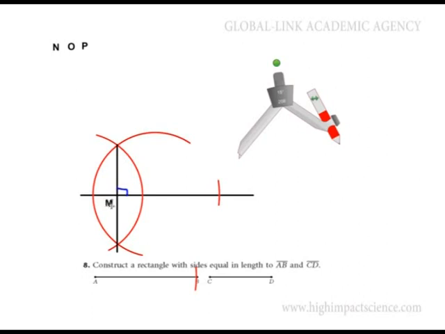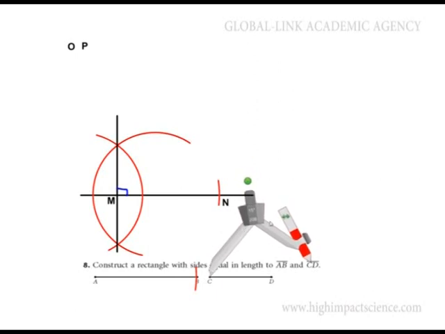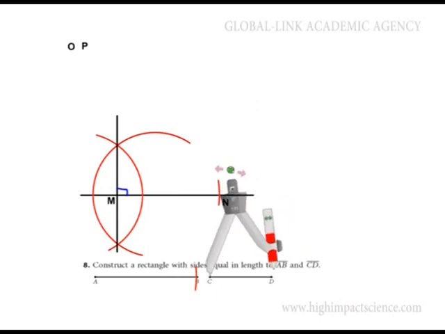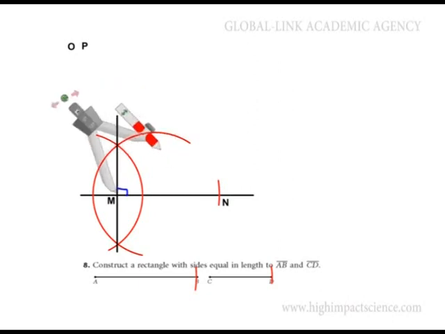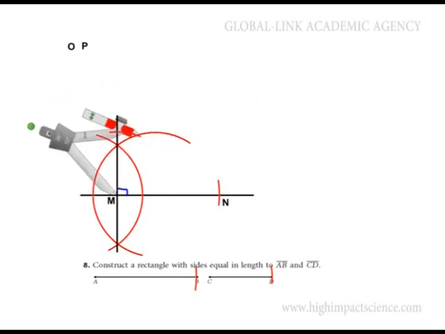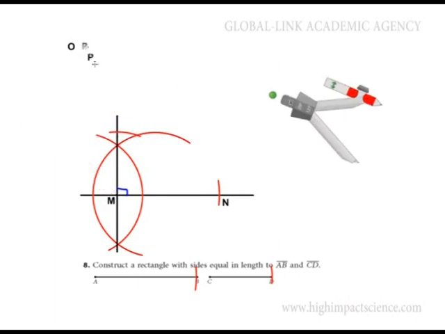So this is M and this is N. Let me extend this just in case. Then I'll measure CD. Take the length up here. This is point P. So now O is somewhere here. Again, PO is equal to MN. And again, PM equals NO.